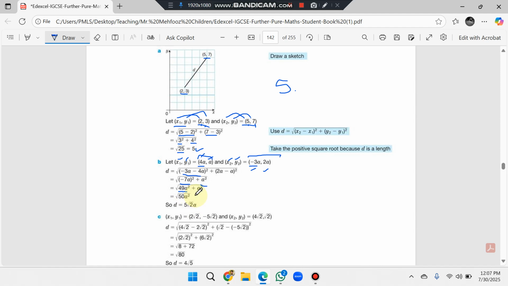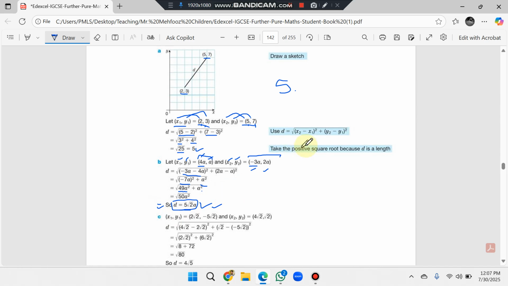Now without a calculator we can solve the square root of 50 by just using the factoring method, right? So its answer will be 5 square root 2 a. This is your distance between these 2 points. Can I solve this with the simplified method, or you can also solve this? Yes. This is the simplified answer. Do you understand how it is simplified?